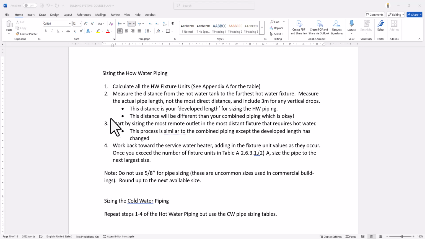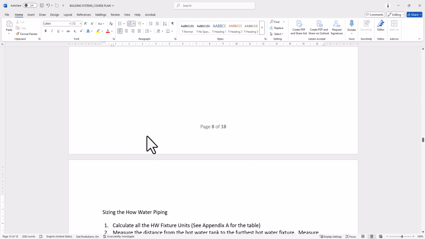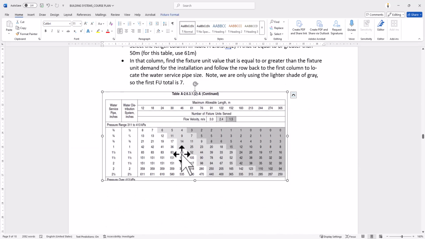All right. So go back to the assignment instructions. So start by sizing the most remote outlet. The most distant fixture requires hot water. This process is similar to the combined piping, except the developed length has changed. So what we need to do is use this table, right, to size our piping. Okay, so the distance I had was 24 meters. So 24 meters is this column here, right? Now, what I can do is put 6 fixture units on a 1/2 inch line.